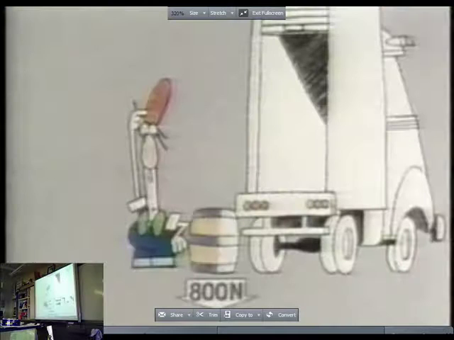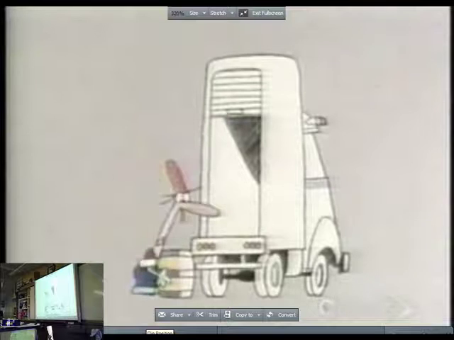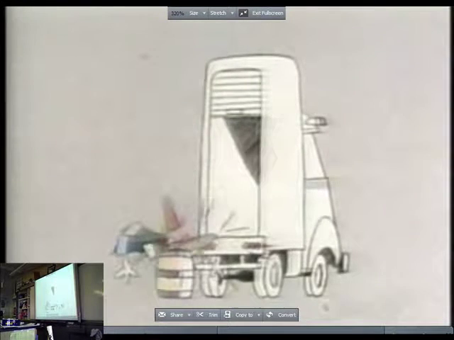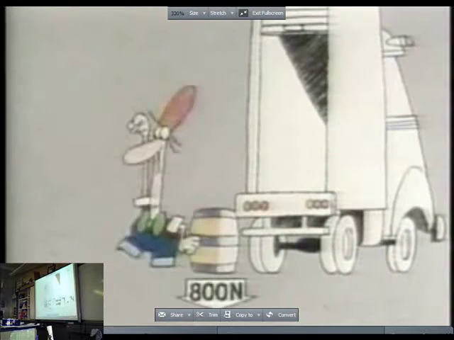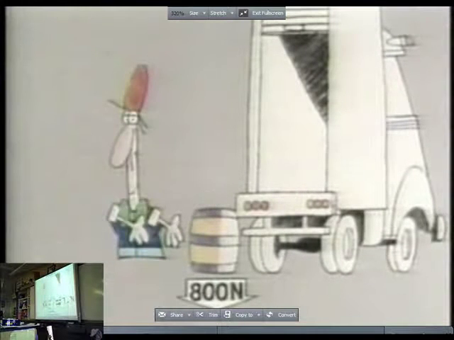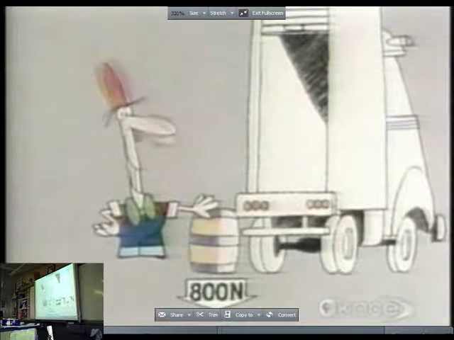Next comes mechanical way. You haven't really got enough force to lift that barrel, have you? How much force do you need to lift it? Well, how much does it weigh? So you'll need at least 800 newtons of force to lift it into the back of the truck.